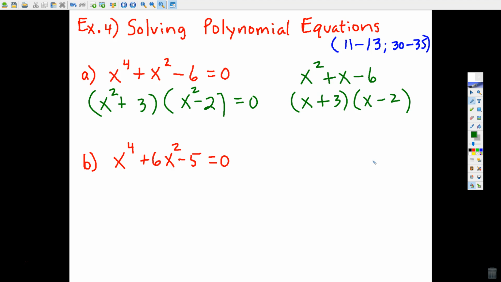Now, I haven't solved anything, but the factoring leads me to the solution. How many solutions am I looking for? 4. Yeah, whatever the degree of the polynomial is, in this case it's fourth degree, that's how many solutions I should end up with. And here's how I'll get them. Each of these factors, just think of them as two separate equations equal to 0. And solve each one of the equations.